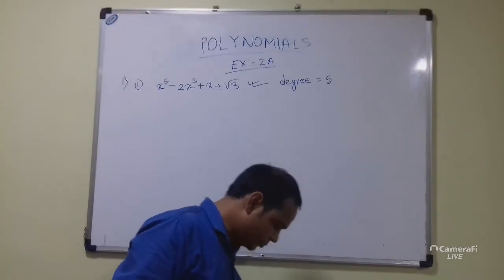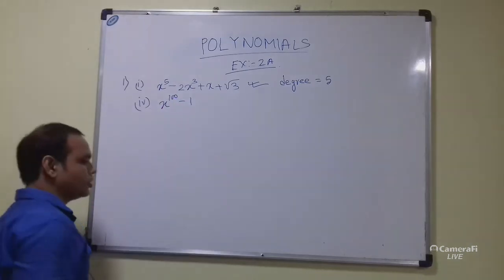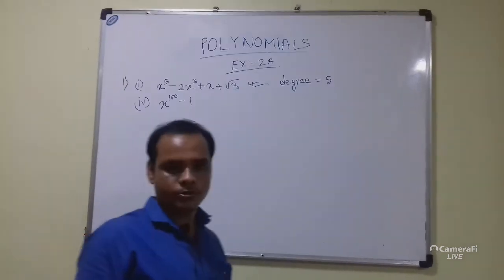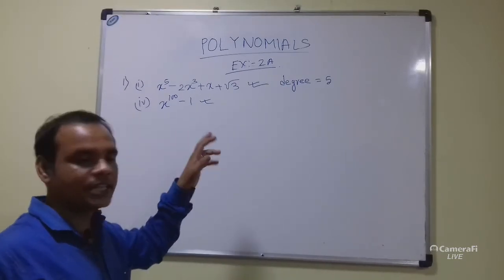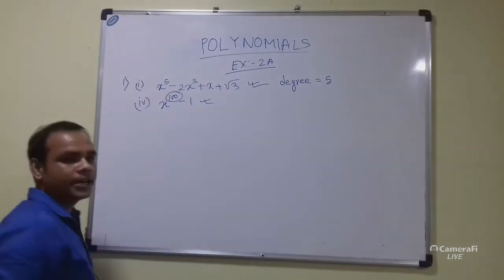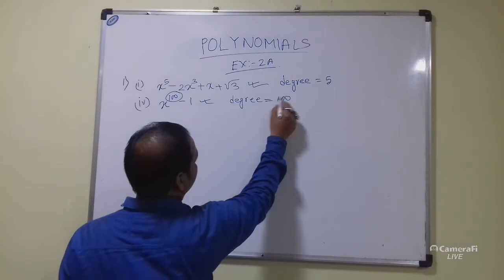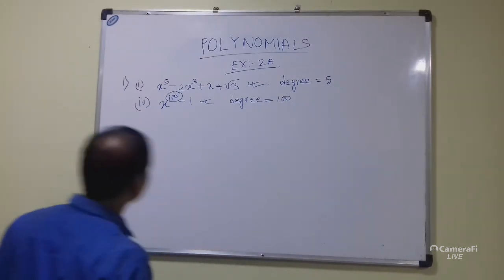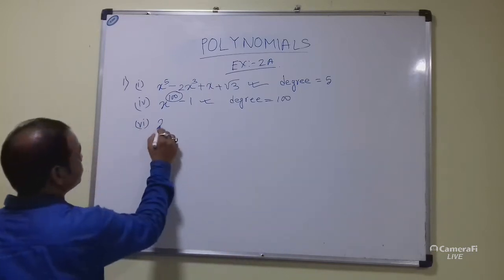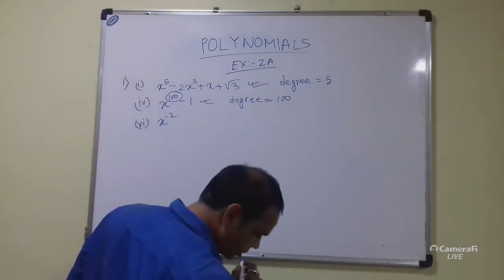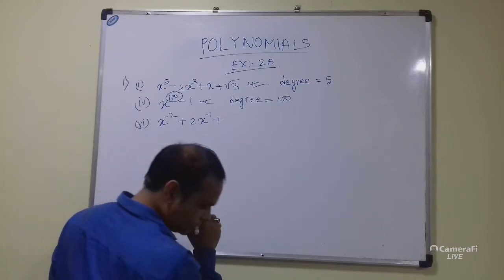Similarly, if I show you x to the power 100 minus 1, is it a polynomial? Yes, it's also a polynomial. And what is its degree? Obviously its degree is 100. Now problem number 6 is x to the power minus 2 plus 2x to the power 1 plus 3.